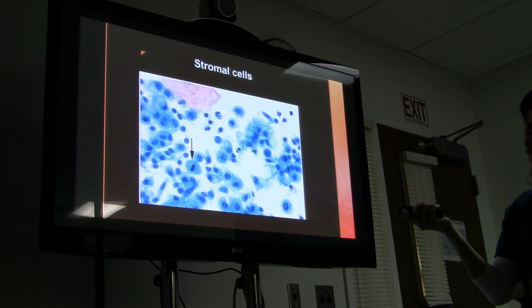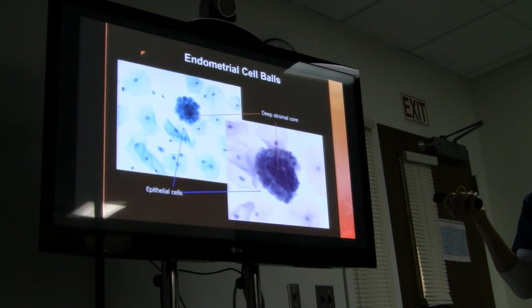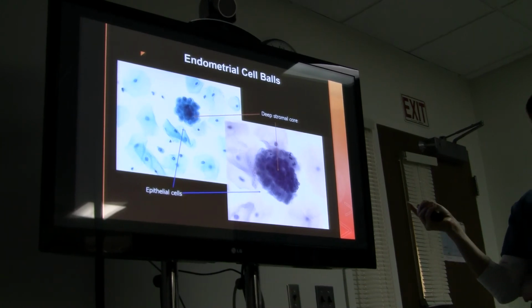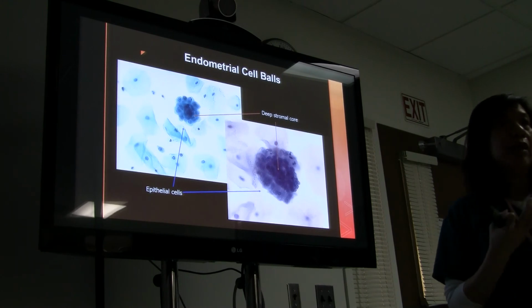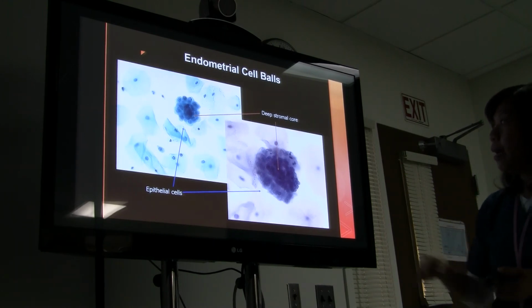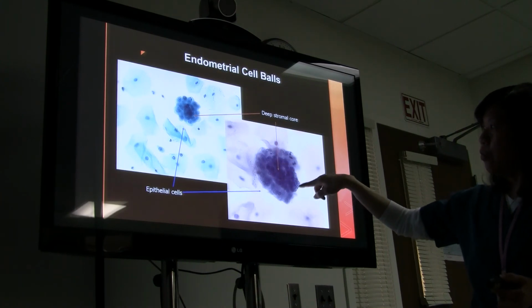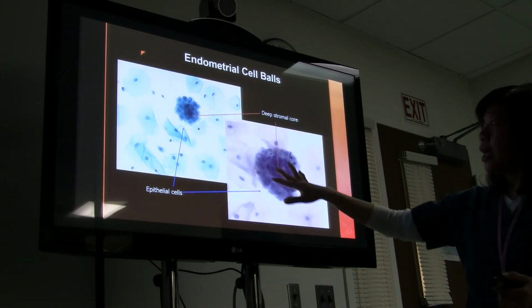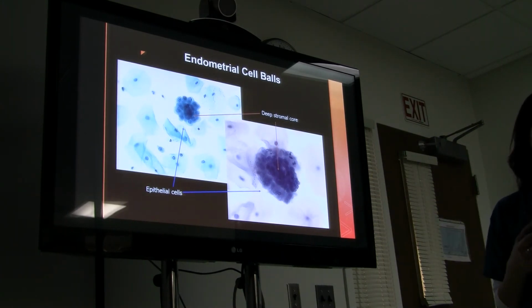Take a look at this picture. Here's the endometrial cell ball. This is what we call exodus. I don't know who made up this term, but what they mean is there are deep stromal cells in the center, and then there are epithelial cells kind of outside, in a kind of wreath. Sometimes they call this a wreath too.